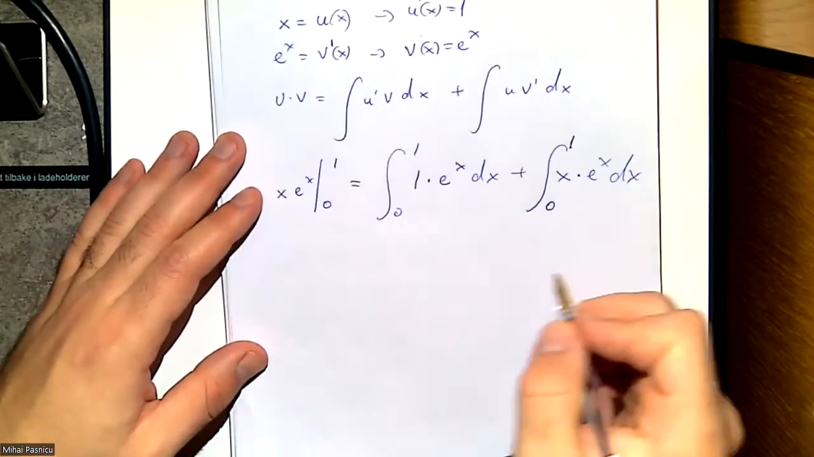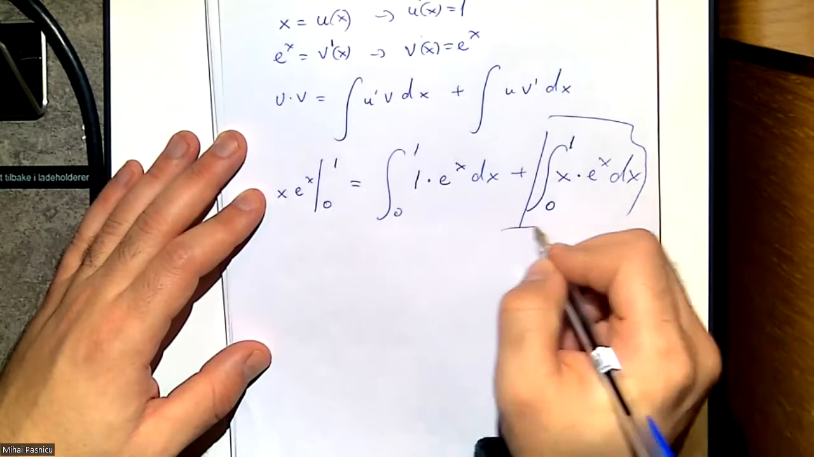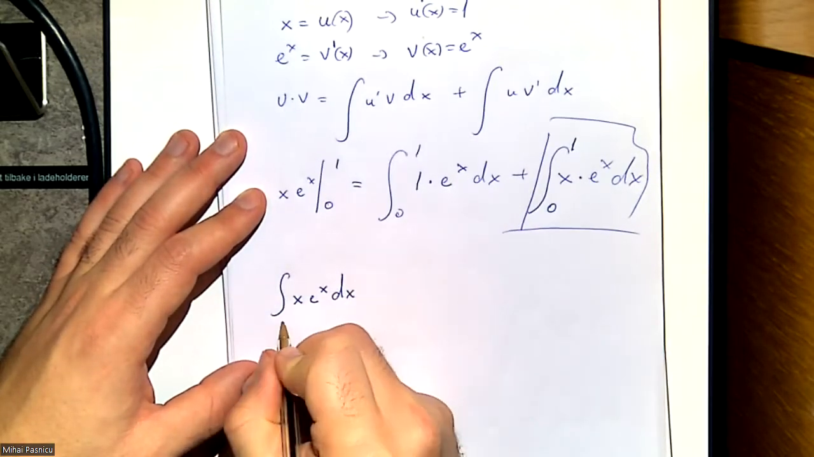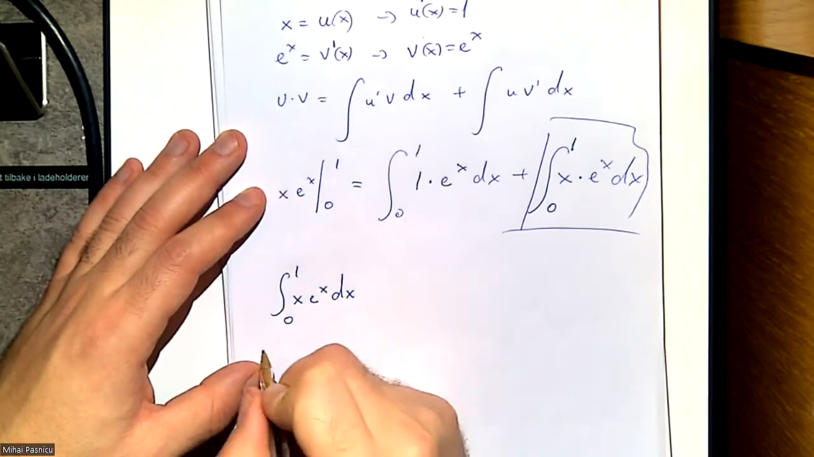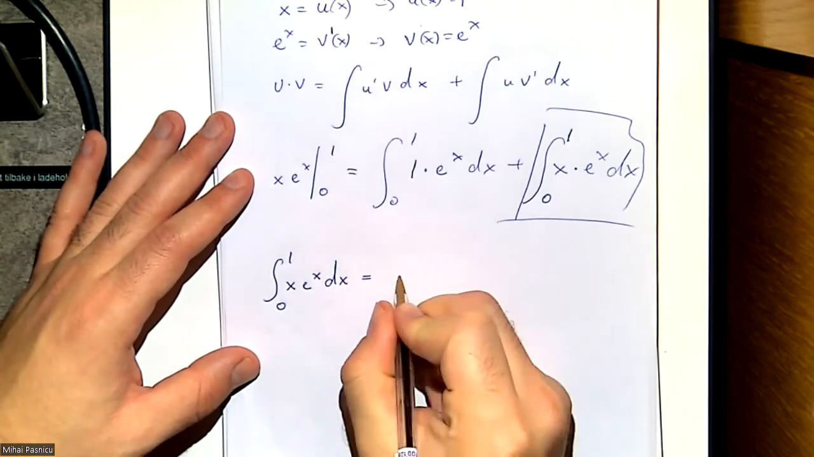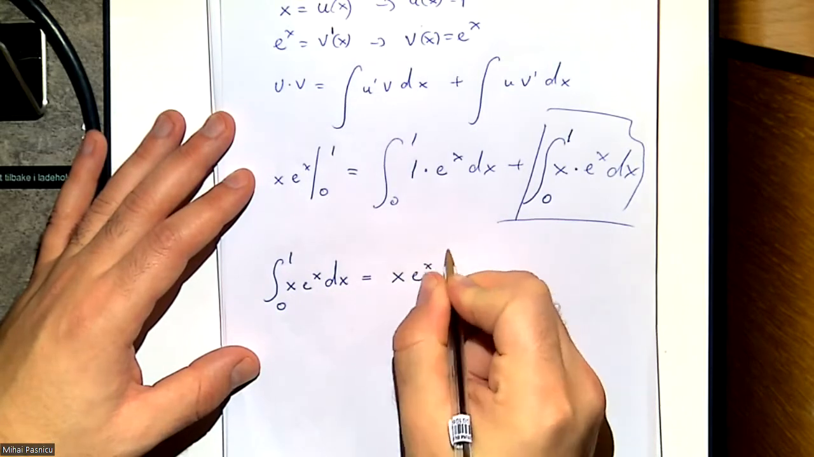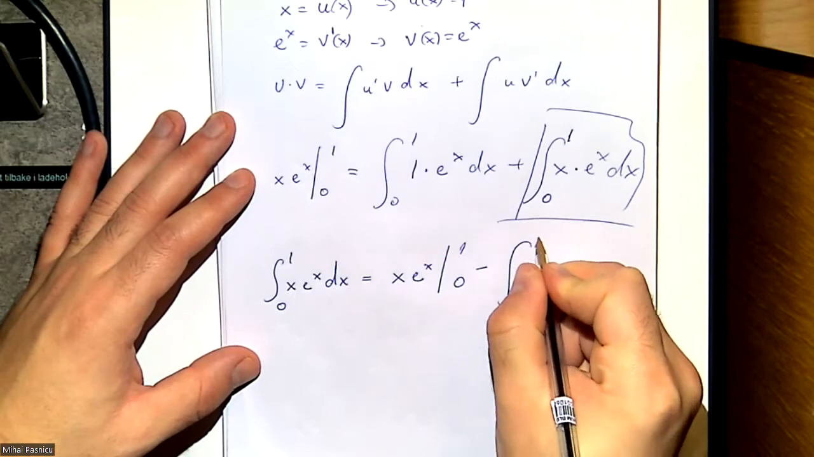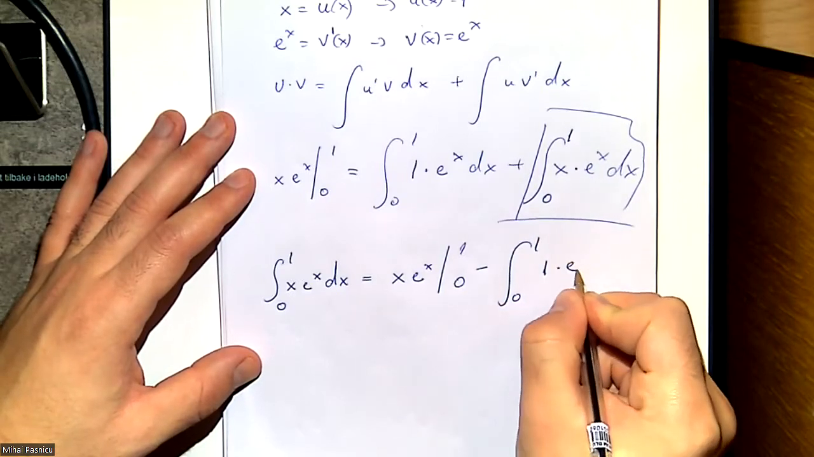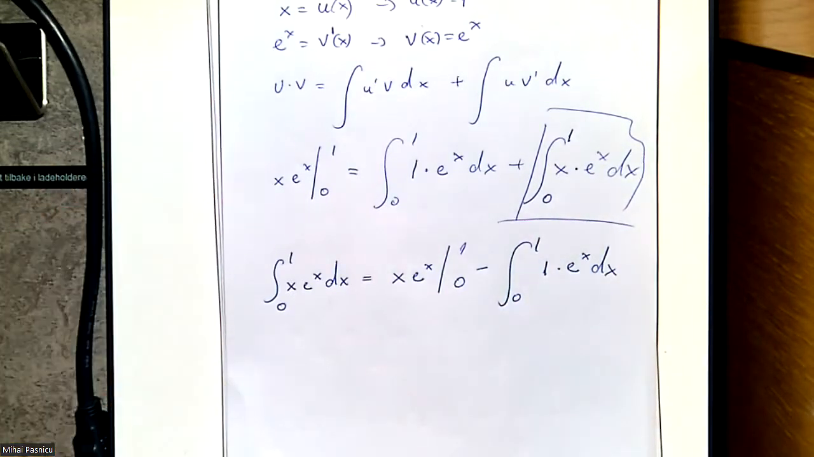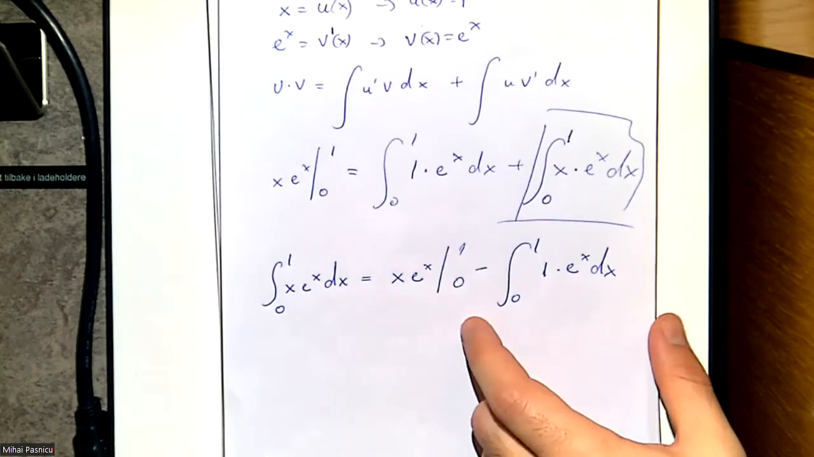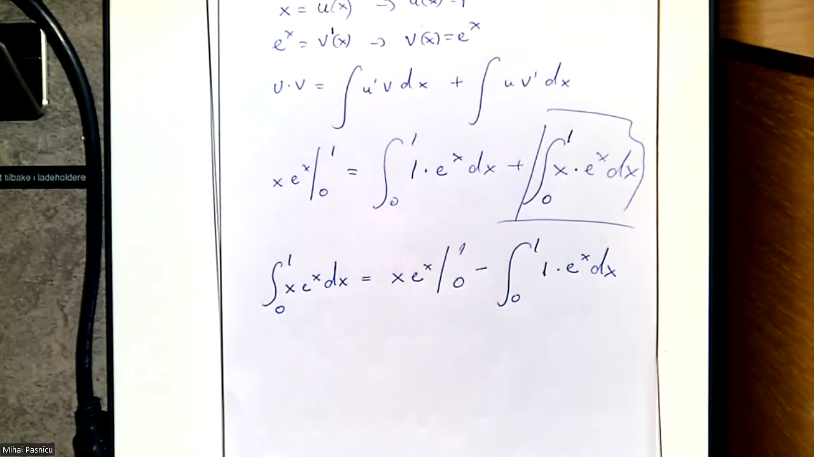Now, what do I see? I see that this is what I wanted to get. So I'm going to have the integral of x e to the x dx from 0 to 1 equal to x e to the x from 0 to 1 minus the integral from 0 to 1. And I'm going to write it like this still, just because I think it looks nice. Okay. So I applied the by parts again. And now I only have an integral of the exponential, which is really, really nice. That was my whole plan.